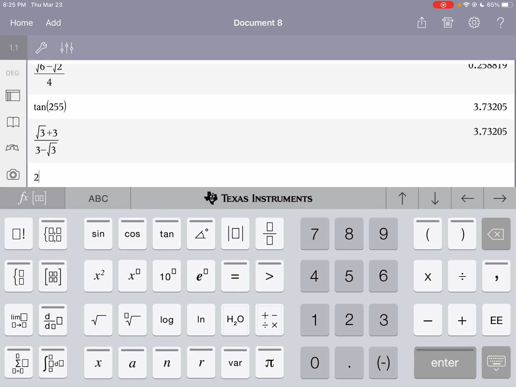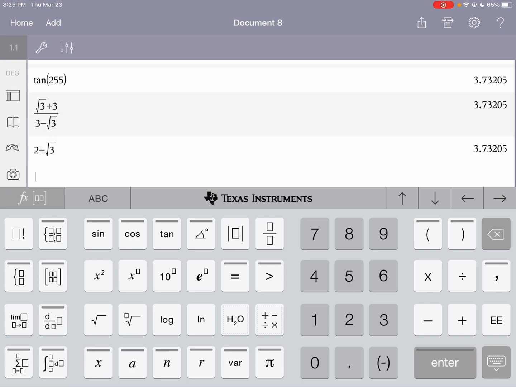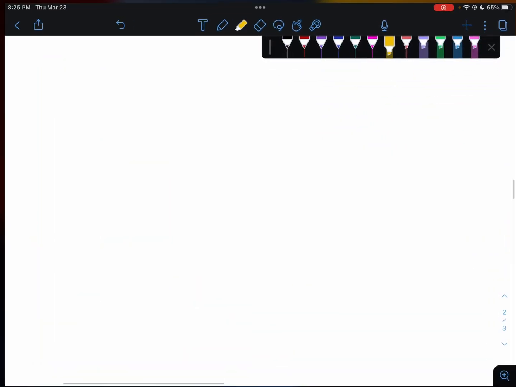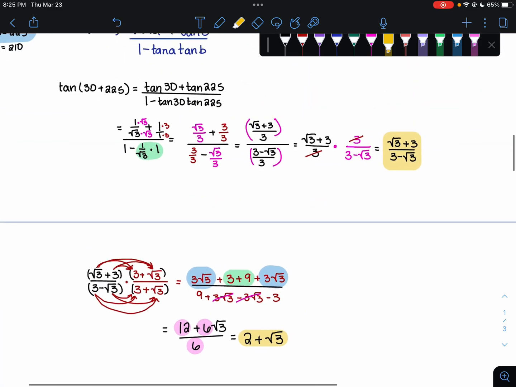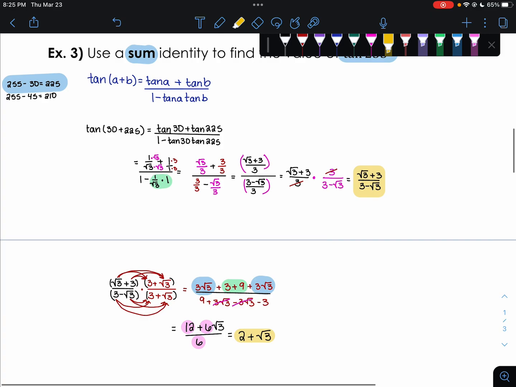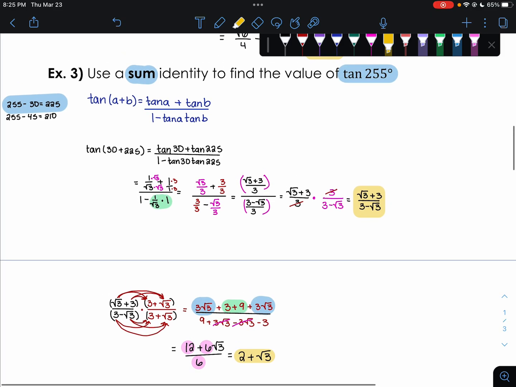Then if I type in 2 plus rad 3, which is that last answer, I get all of the same answers. Again, I would really like it if you could work towards the 2 plus rad 3 as the answer with the conjugate and stuff. But again, getting to where I allowed you to stop is a good point.